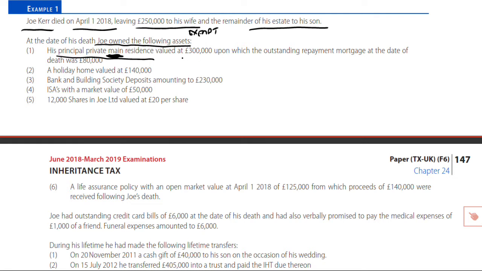Now, it's valued at £300,000, and we've got an outstanding repayment mortgage at the date of death, £80,000. It's a repayment mortgage. So, do we deduct that repayment mortgage from the value of the property? Yes, we do. If it's interest only, we don't; if it's repayment, then we deduct. Now, 80 from 300 will still leave 220. Big enough, therefore, for what then to apply?